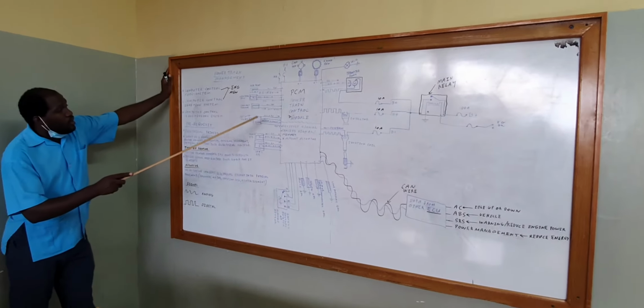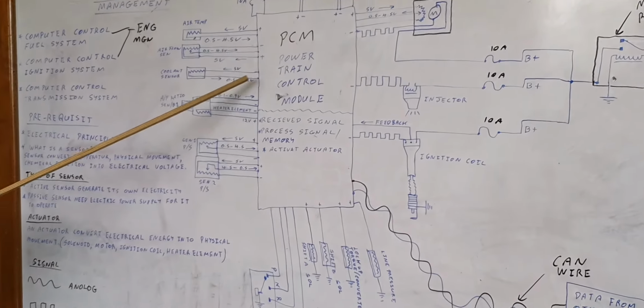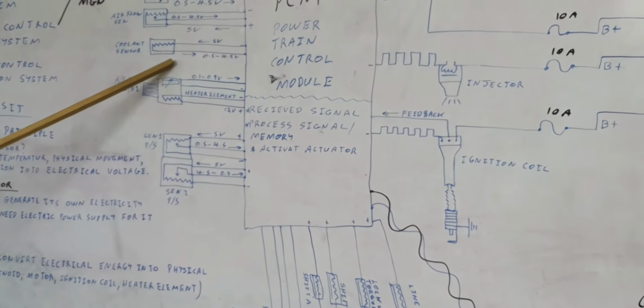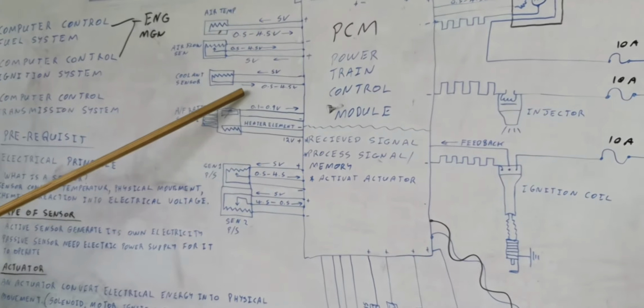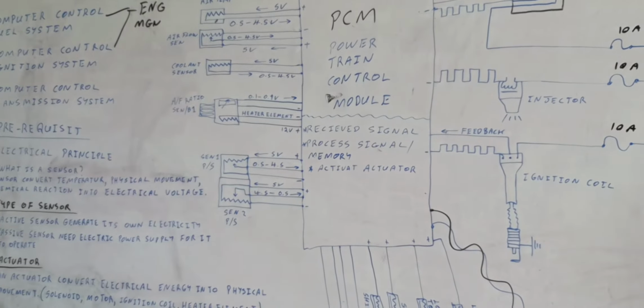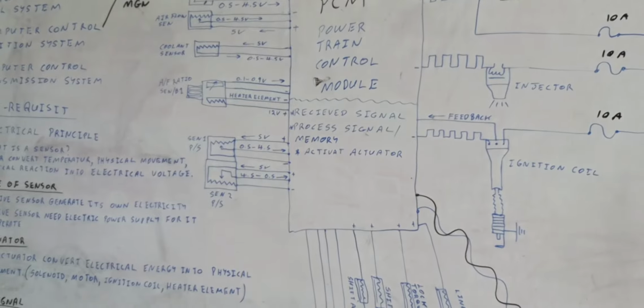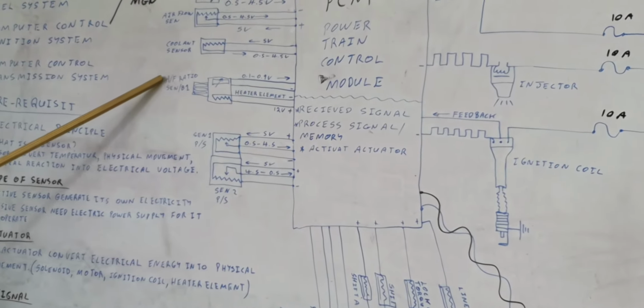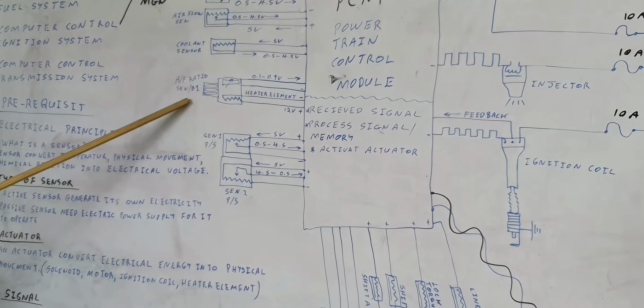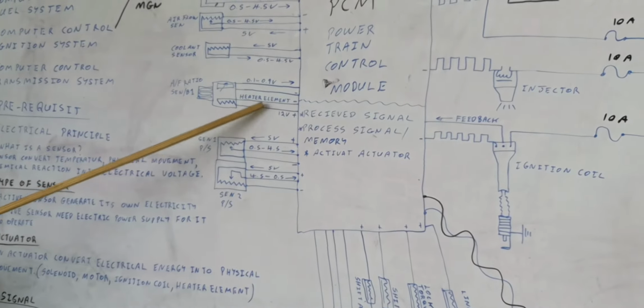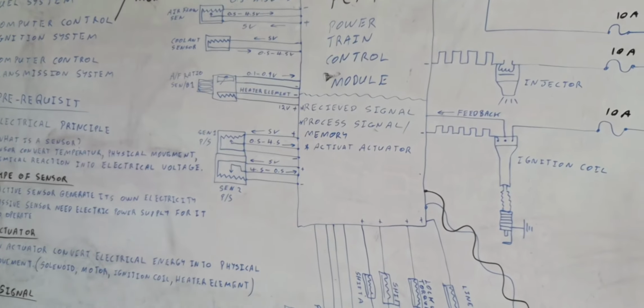Alright? Coolant sensor, what do you notice coming out of the ECU? 5 volts. And what range is supposed to return? 0.5 to 4.5. Alright, good. And this is the air fuel ratio sensor, called the O2 sensor. And if you notice, there are 4 wires going to this O2 sensor. You know this? Yes, sir.